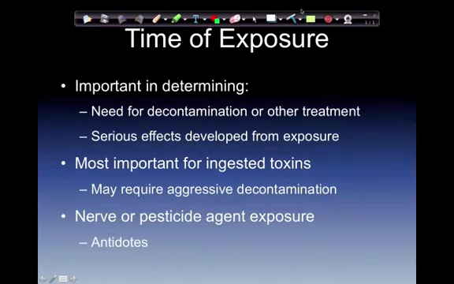Time of exposure. It's important to determine the time of exposure and the need for decontamination or other treatment. Serious effects develop from the exposure in general. Most important for ingested toxins may require aggressive decontamination. Nerve or pesticide agent exposure, antidotes for this are a substance to counteract the form of poisoning, and we'll talk about those. Organophosphates or nerve agent poisoning is the most common antidote that we carry on the truck, but we do have other antidotes as well.